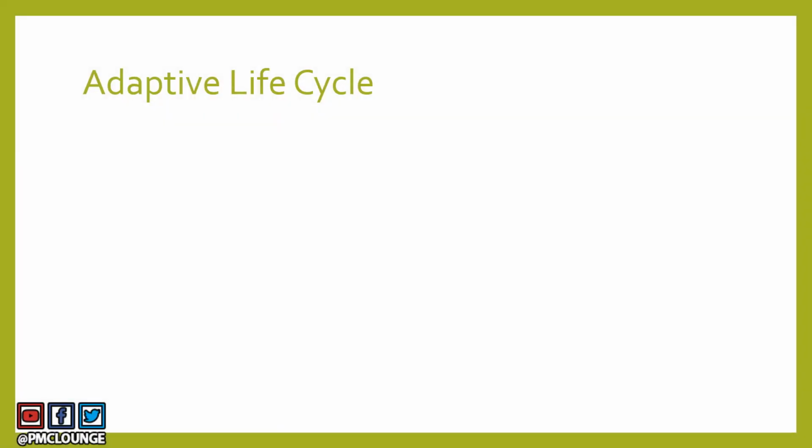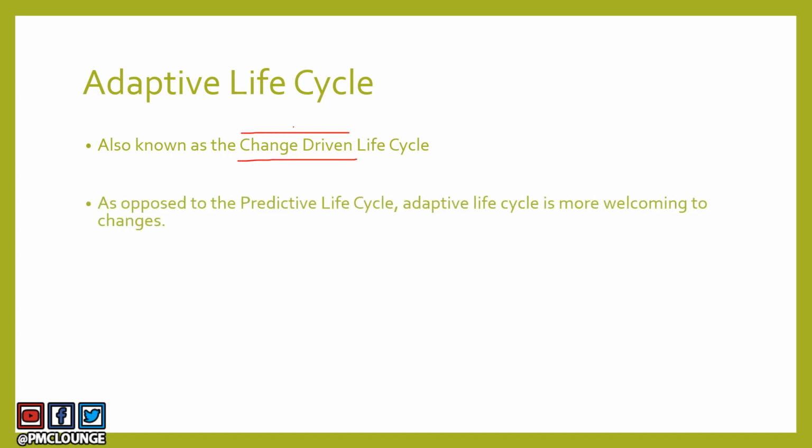Okay, let's talk about adaptive life cycle. This is also known as change driven life cycle, which means as opposed to the predictive life cycle, we are being more welcoming to changes here. We are okay with introducing changes and taking in changes, accommodating them and working on them. In predictive life cycle, you have a plan, and one change has the potential to disrupt the entire plan and change its cost, schedule, or scope of the project.